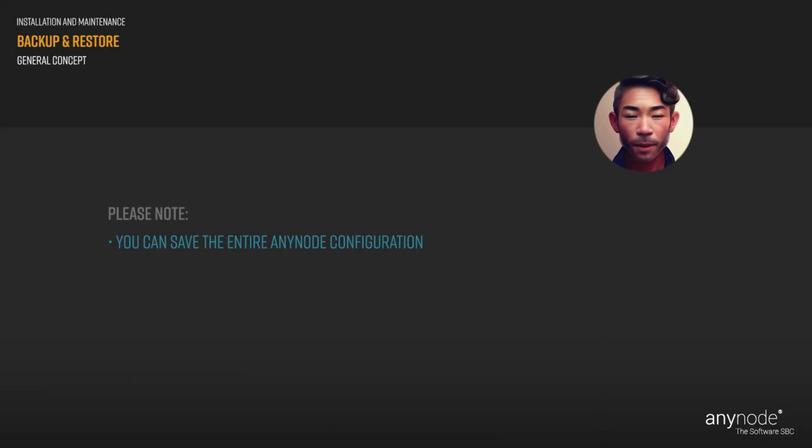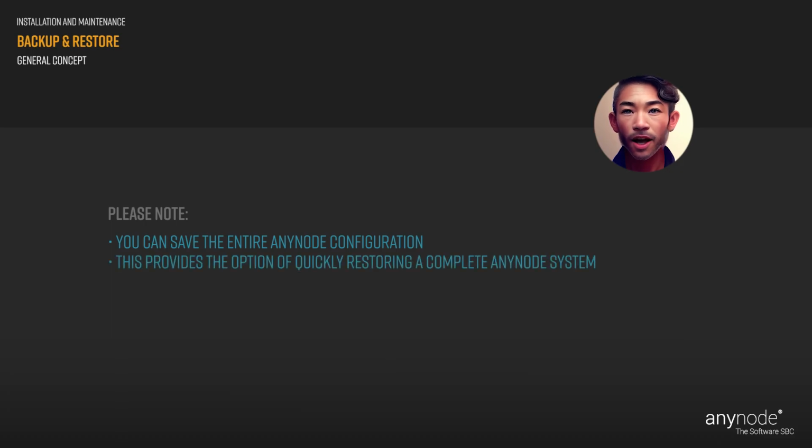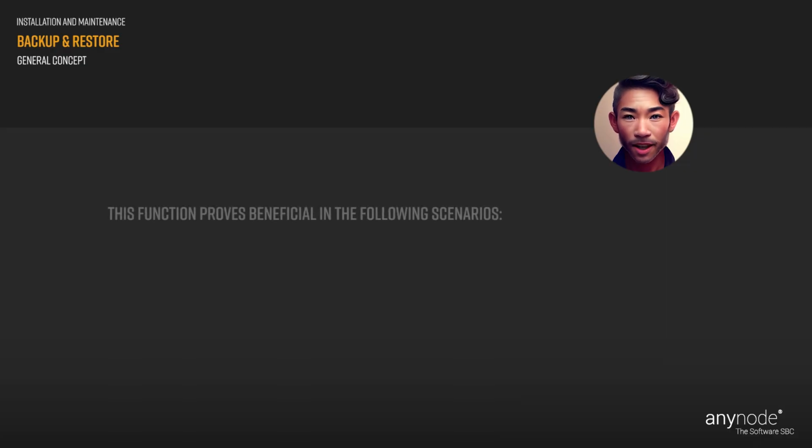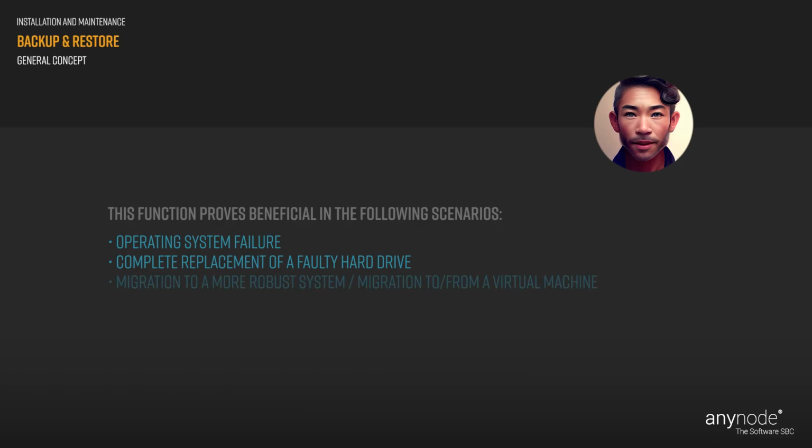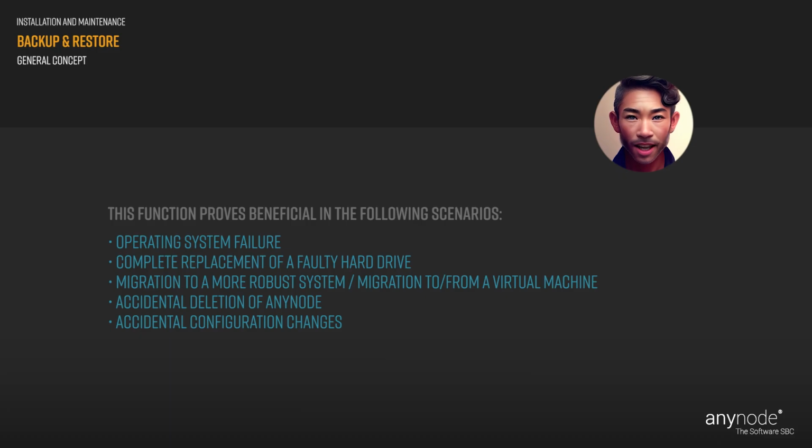General concept. With the backup function in anynode, you can save the entire anynode configuration, including all settings, recordings, logs, and certificates. This provides the option of quickly restoring a complete anynode system. This function proves beneficial in the following scenarios: operating system failure, complete replacement of a faulty hard drive, migration to a more robust system, migration from a virtual machine, accidental deletion of anynode, accidental configuration changes.